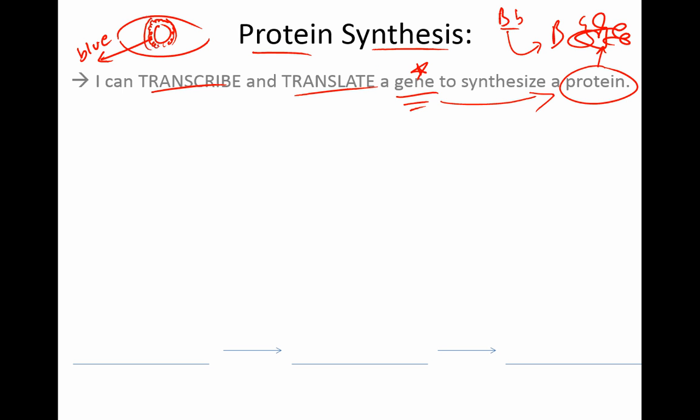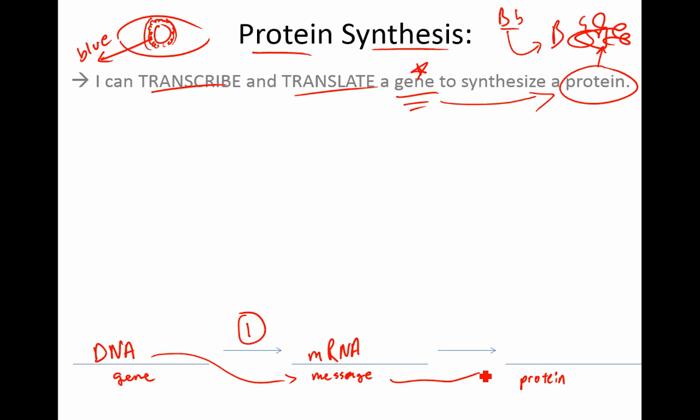So protein synthesis. We're going to go from a gene to a protein. So that is the point of this exercise. How can you transcribe and translate a gene in order to synthesize a protein? Well, the first thing you need to know is that it's a two-step process. In the first step, the genetic information in your genes, which are found on your DNA, is used to synthesize a messenger RNA molecule. You will recall that this messenger RNA molecule is a message sent from your DNA to a ribosome whose job it is to make that protein.